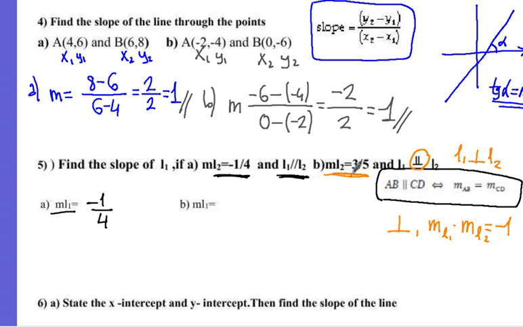So if we know slope of L2, it's 3 over 5, and we are looking for slope of L1, the slope of L1 times the slope of L2, which is 3 over 5, gives minus 1. From here we need to find slope of L1, so it is equal to negative 5 over 3. And we found the slopes.